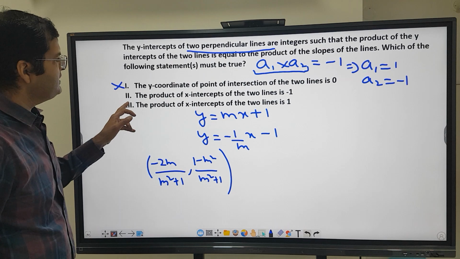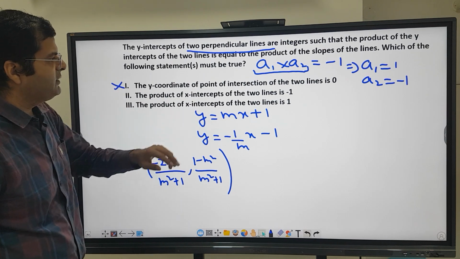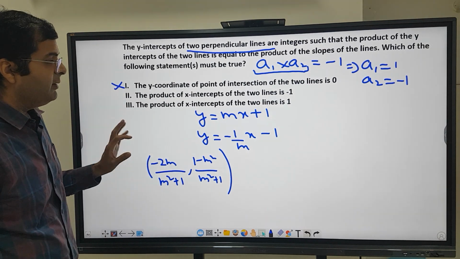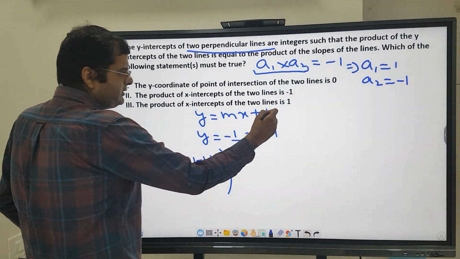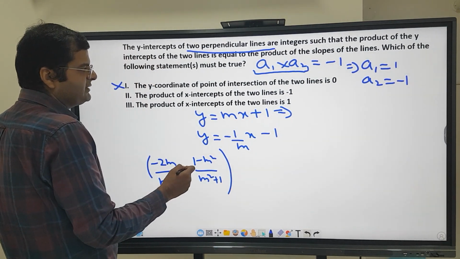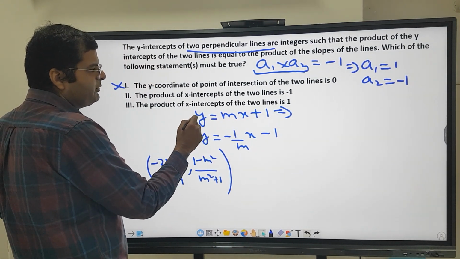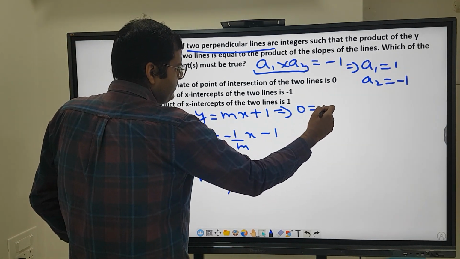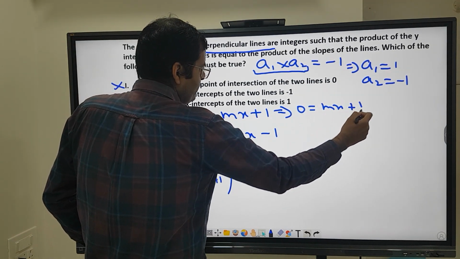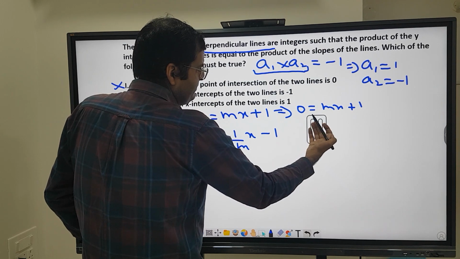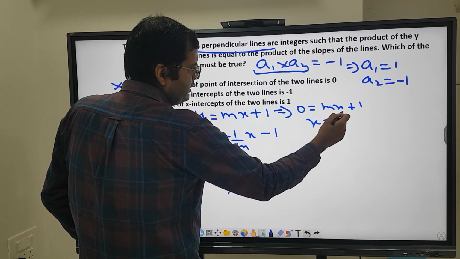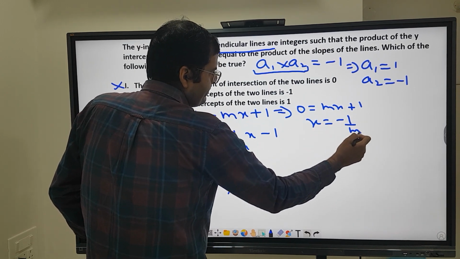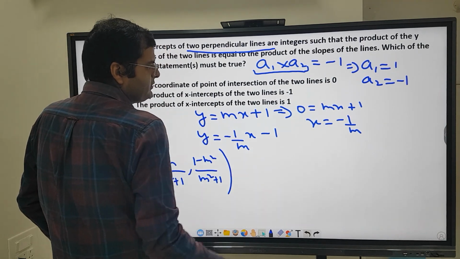The second one says the product of x-intercept of these two lines is minus 1. Product of x-intercept. So now this is the first line. I will find the x-intercept. To get the x-intercept, you put y is equal to 0. So over here, if I put y equal to 0, I'll get 0 is equal to mx plus 1. So what is the x-intercept? x will be equal to minus 1 upon m.